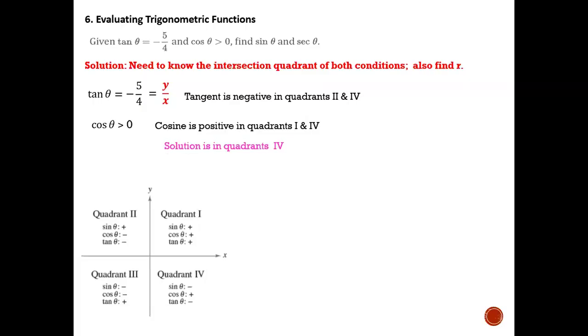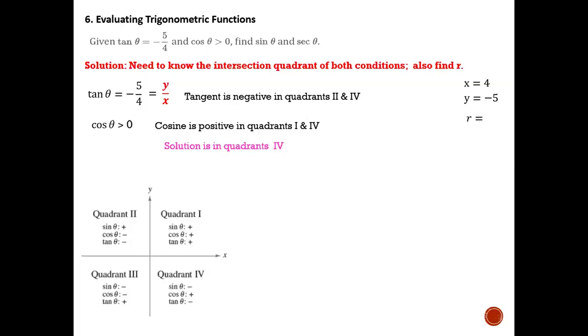So again, tangent of theta is y over x. So we have the x value, which is the positive 4. The y value is going to be the negative. Again, this is what allows us to have this quadrant 4 answer.